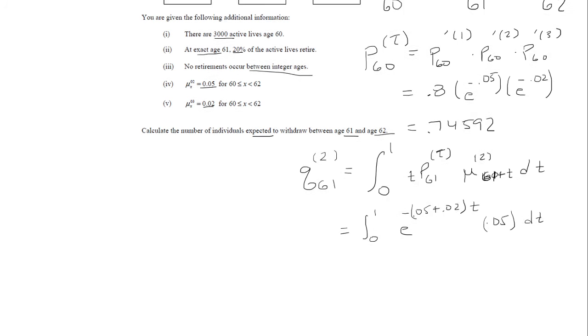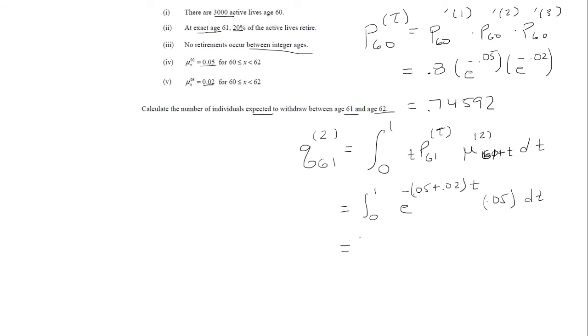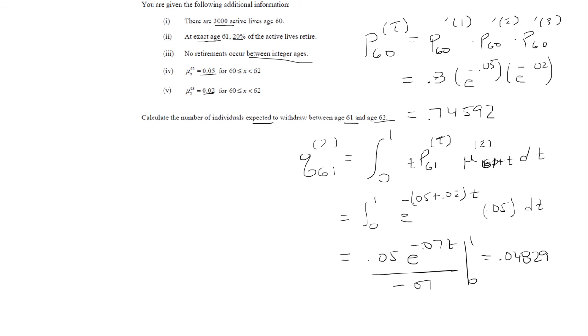So now we just have to integrate. And let's see, so that's 0.05 e to negative 0.07t over negative 0.07, going from 0 to 1. Plug it in and get 0.04829. Okay, so that's the probability that we withdraw at age 61.